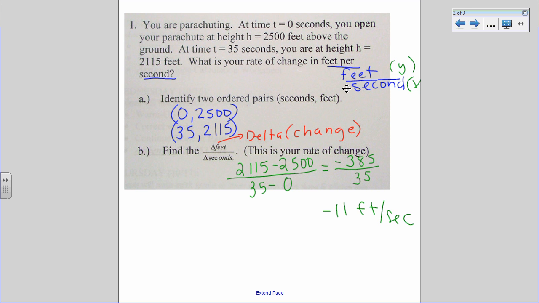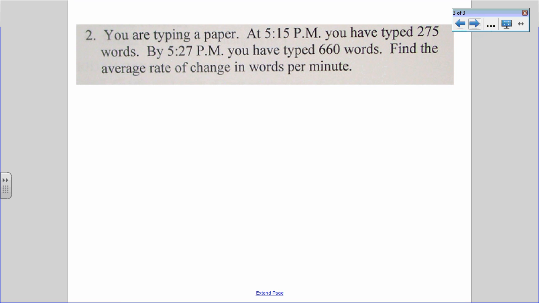All right? I would like you guys. Oh, my board is getting off. I want us to take a look at number 2. I'm going to have you guys do some on your own here. You're typing a paper at 5:15 p.m. You have typed 275 words. By 5:27 p.m., you have typed 660 words. Find the average rate of change in words per minute.